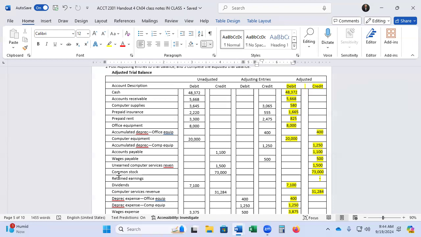Relatively straightforward, right? Our trial balance is categorized, you have assets, accounts payable, right, that's a liability. Then you have wages payable, also a liability. And you have unearned computer services, right, that's also a liability. Then you get into your equity. Computer services revenue and expenses are below that, so we're not gonna include that. We need to include everything above here.